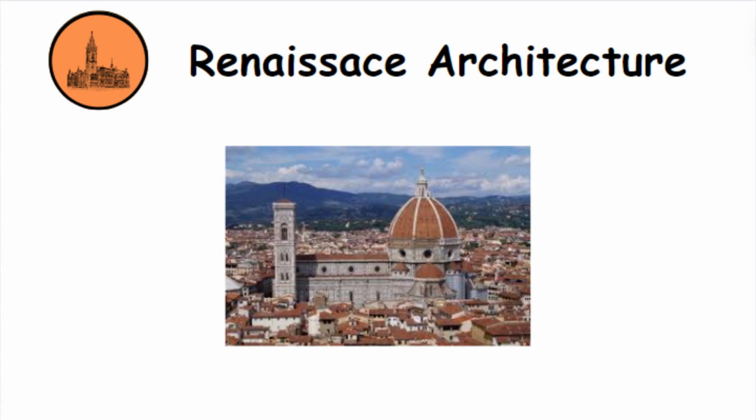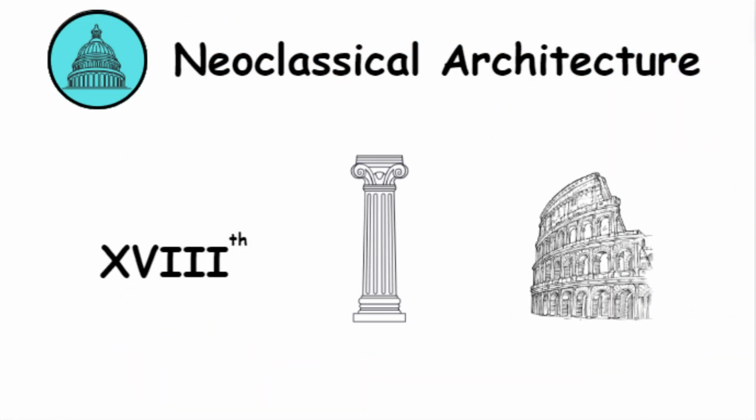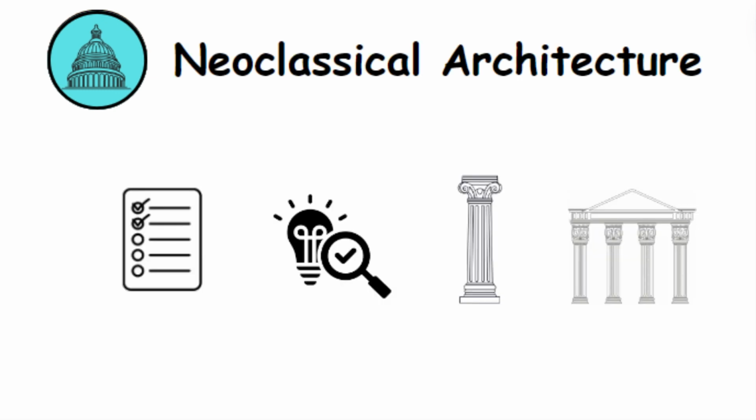forms and humanist ideals. Neoclassical architecture. Flourishing in the 18th and 19th centuries, Neoclassical architecture drew inspiration from classical Greek and Roman architecture. It emphasizes simplicity, clarity, and order, with features such as columns, pediments, and symmetrical designs.